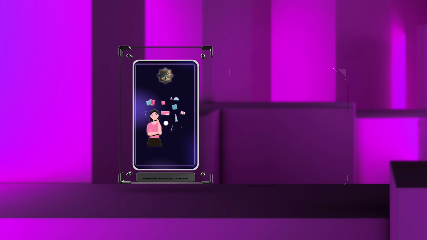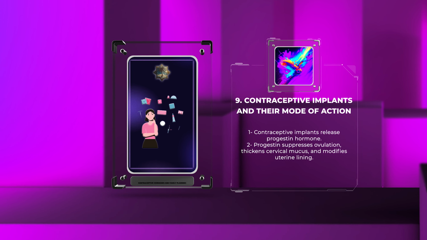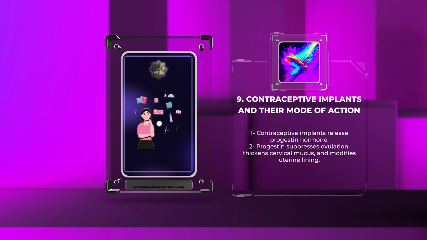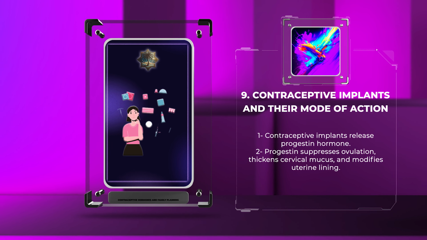Contraceptive implants, which are small and flexible rods, are inserted under the skin of the upper arm for the purpose of preventing pregnancy. These implants release a progestin hormone, which is similar to the hormones found in combined hormonal contraceptives, CHCs. The progestin hormone works in three ways to prevent pregnancy: It suppresses ovulation, thickens cervical mucus, and modifies the lining of the uterus, endometrium, to prevent the implantation of a fertilized egg.